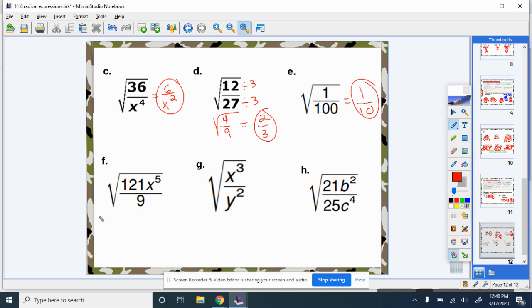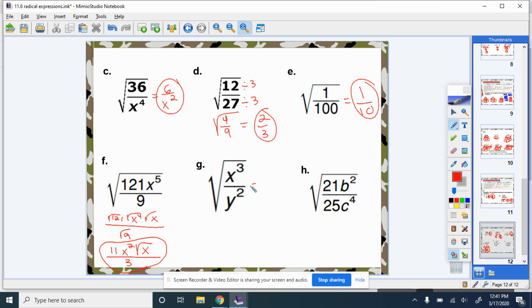For e, I know the square root of 1 is 1, and the square root of 100 is 10. For f, I know the square root of 121, and now I need to break up x to the fifth into something times x. That means I'd be with root x to the fourth times root x. So after you simplify all this, the square root of 121 is 11, the square root of x to the fourth is x squared, the root x must stay, and that's all over 3. That was our most complicated example.